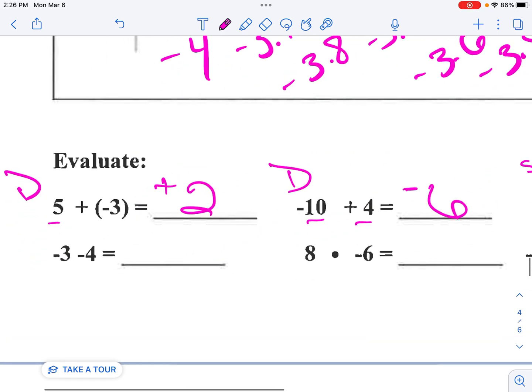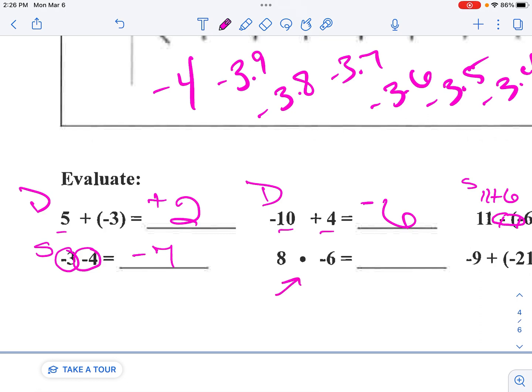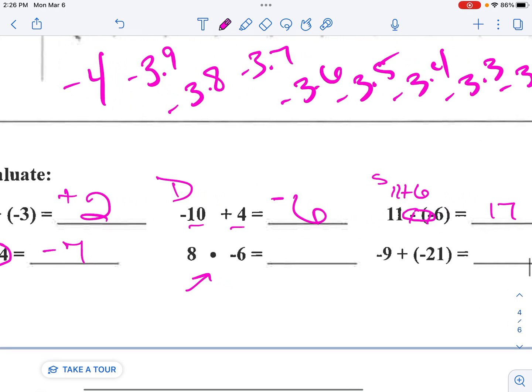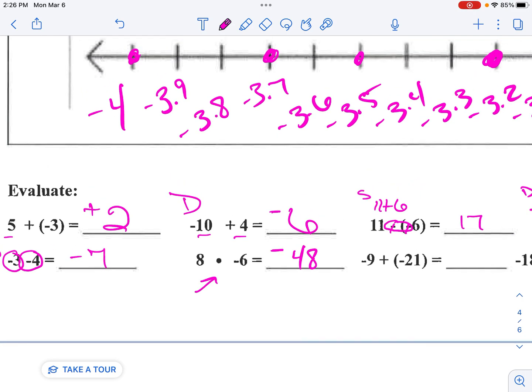Okay, next row, I have a -3, -4, same sign, find the sum, more negatives. This next one is multiplication, so a positive times a negative. When you have one of each sign, your answer is always negative, and 8 times 6 is 48.